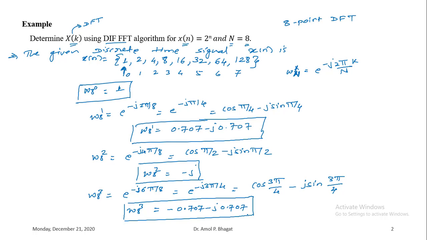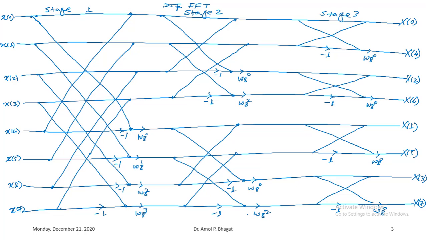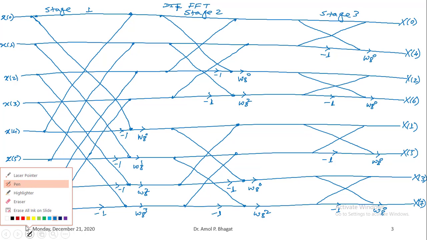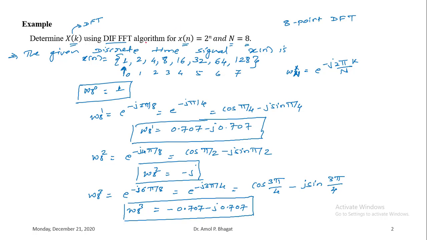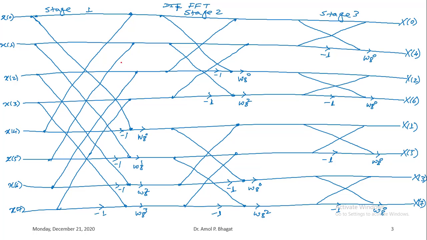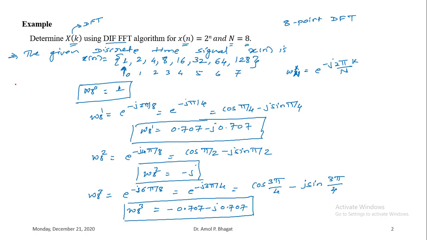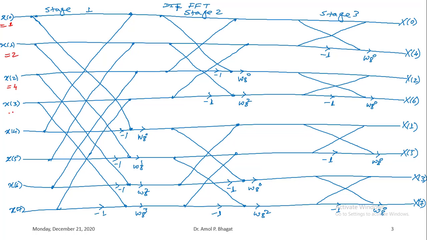Now you can write down these Twiddle factor values here as well as whatever inputs that you are applying, right? So x of 0 is 1, x of 1 is 2, x of 2 is 4, and then 8, 16, 32, 64 and 128. So these are the inputs, right?